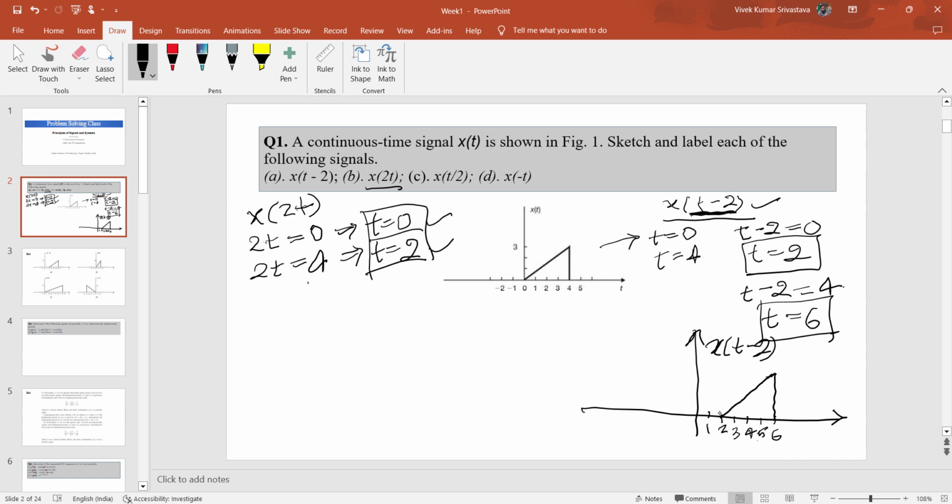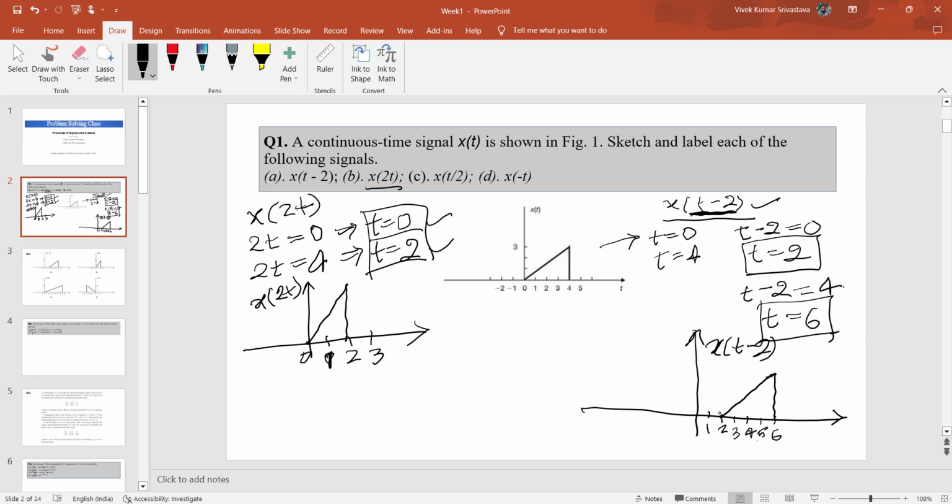So if we plot the signal, sorry, this is 0, this is 1, this is 2, and this is 3. This signal starts from t equals 0 and ends at t equals 2. So this represents the signal x of 2t.